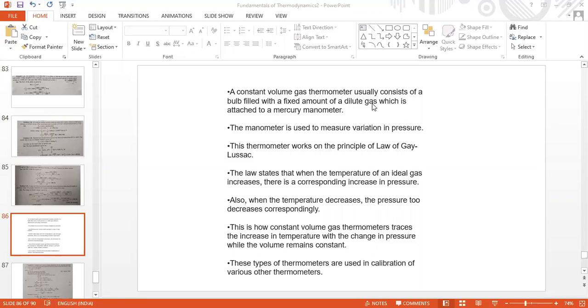In that way, the temperature can be known. That is, temperature T is equal to the pressure reading in the manometer multiplied by T triple point by P triple point, where T triple point and P triple point are known, and pressure reading will be known. And in that way, the temperature that is subjected by the gas bulb can be known.